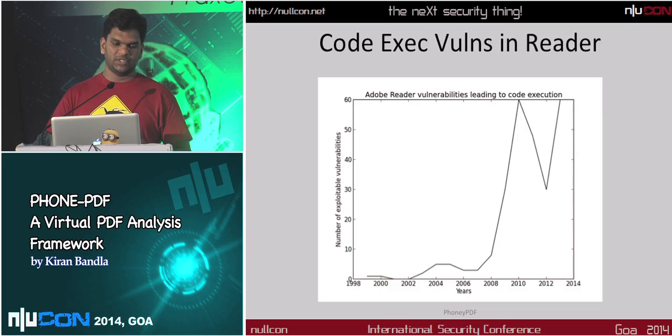So this is a graph showing the number of exploitable code exec vulns in Adobe Reader over the last few years. You'll see a sharp rise in 2008 and 2009. So there were about 4 or 5 code exec vulns till 2008, but from 2009, it shot up to 30 and 60 and 40, and it's just been going up.